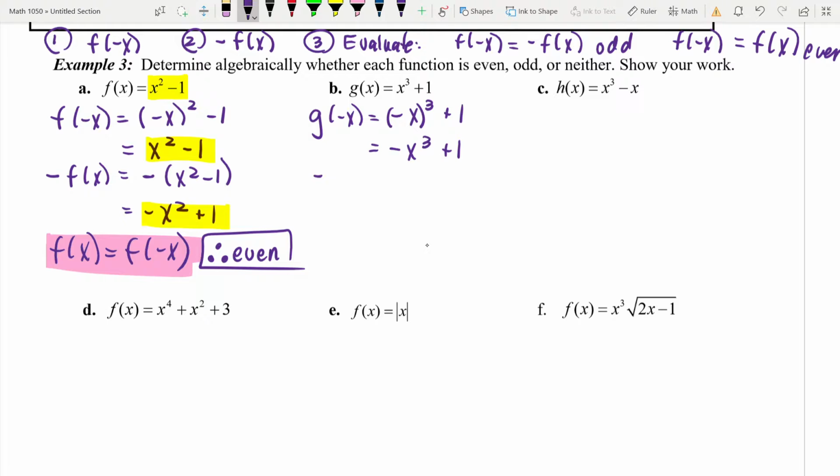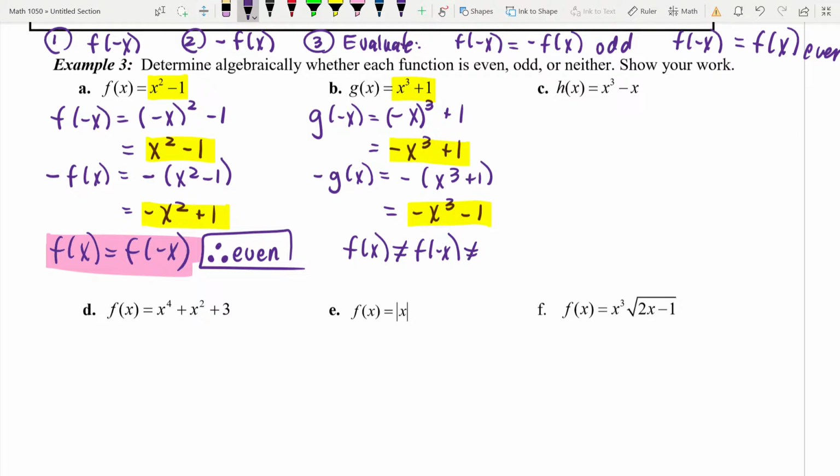Now I'm going to do the next one. The second one is easy. It's just negative g of x. So I put a negative, and then in parentheses I put my g of x, distribute, and I get negative x to the third minus 1, okay? So I've got this here, and this here, and this here. Those are the three things I'm comparing. None of them are the same. So this is what I have to say, guys. Look, f of x is not equal to f of negative x, which is not equal to negative f of x. Therefore, the answer is neither.